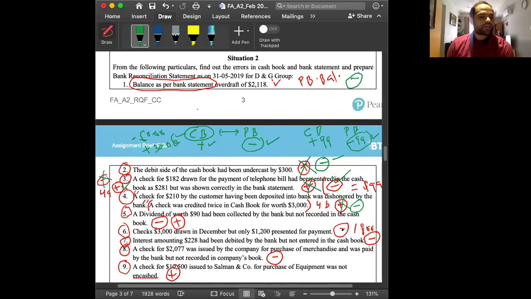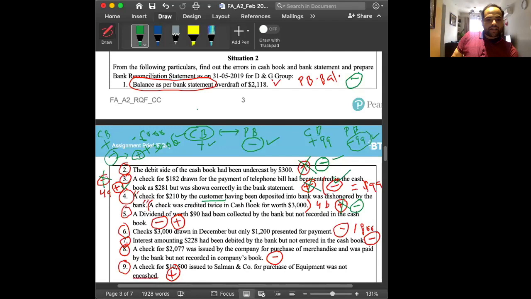A check for $210 by the customer having been deposited in the bank was dishonored. The customer gave me a check, I think money in from my point of view, but the check was dishonored. So it's not money in, I will minus in the cash book. And the opposite will be plus in the passbook. So that's why 4A is plus, which is $210.